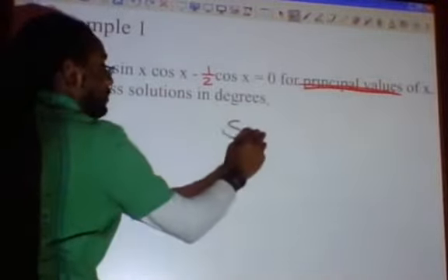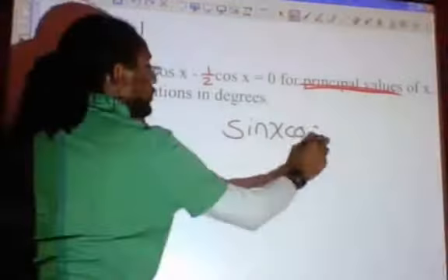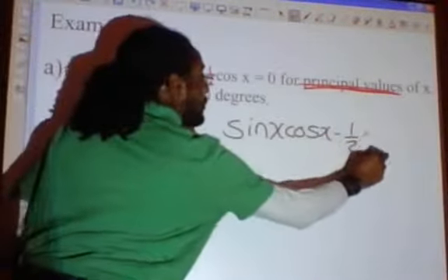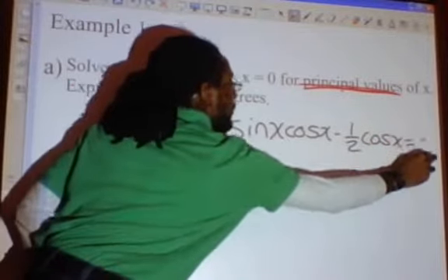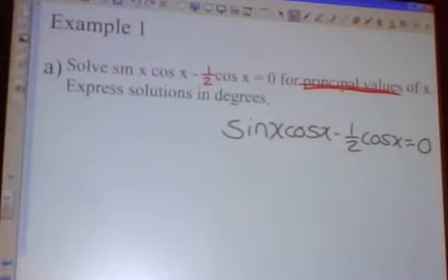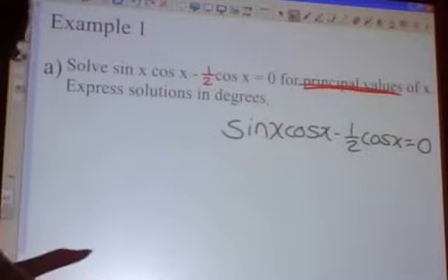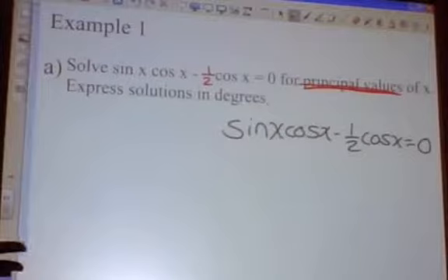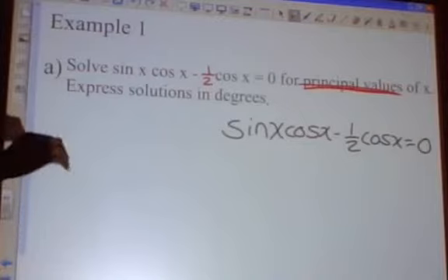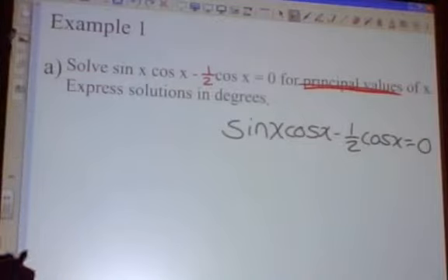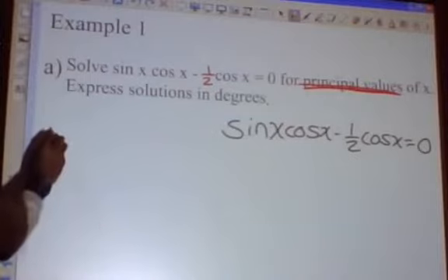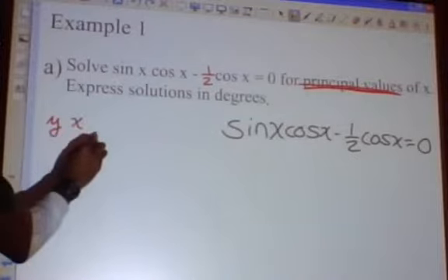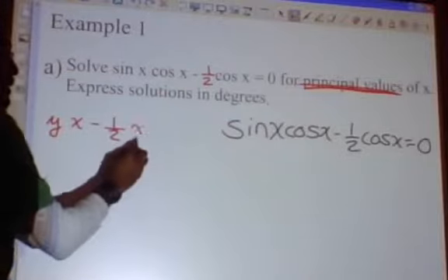We're going to pull this down. Set that equal to 0. And so we're going to take a look at this. We need to solve this down to get one trig function, really, or two trig functions at the least. So what we're going to do, we're going to look at this as an algebraic expression or algebraic equation. So what I'm going to do, we're going to make this y times x minus 1/2 x equals 0.